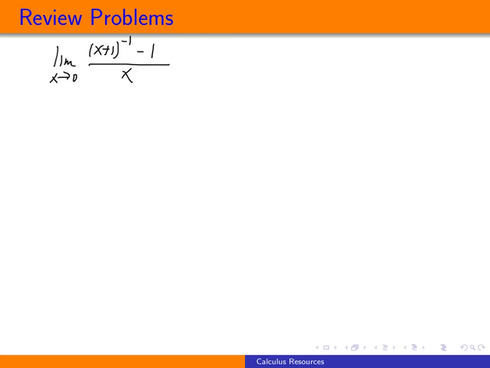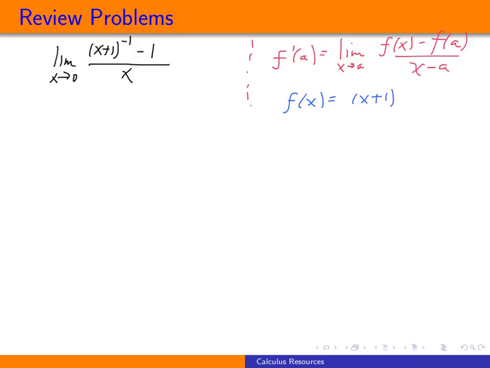For a second approach to evaluating this limit, let me just quickly recall for you that we define f prime of a to be the limit as x approaches a of f of x minus f of a, all divided by x minus a. And if we make the comparison to the limit that we have to the left, we can think of our f of x as being (x plus 1) to the minus 1, and our value of a as simply being 0.